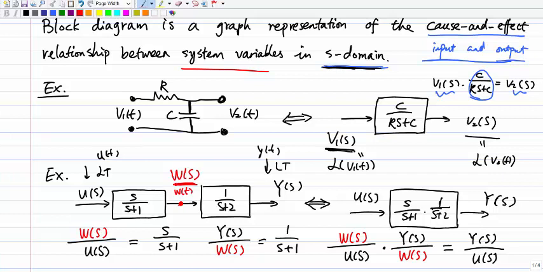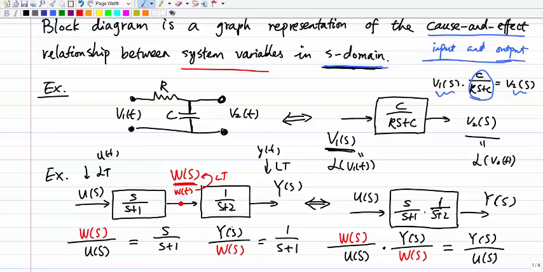So whatever signal I got over here is W(t). When you apply the Laplace transform, you get W(s). If I talk about the relationship between the system variables W(s) and U(s), it's described by s divided by s plus 1, because that's my transfer function. Similarly, I have Y(s) divided by W(s), given by 1 over s plus 1, because this is also a transfer function.